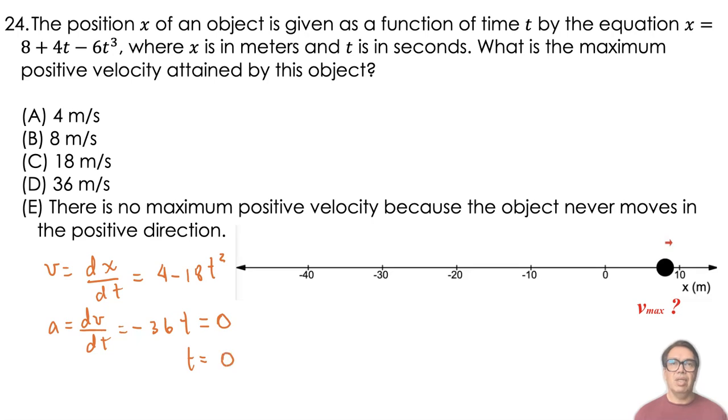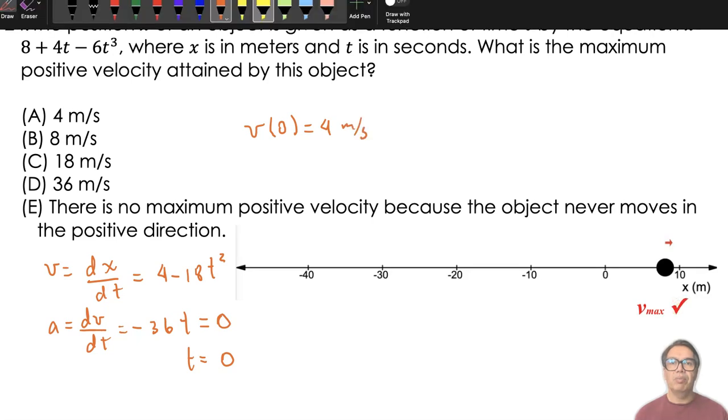At time t = 0, you get a velocity of 4 meters per second. So your answer is option A.